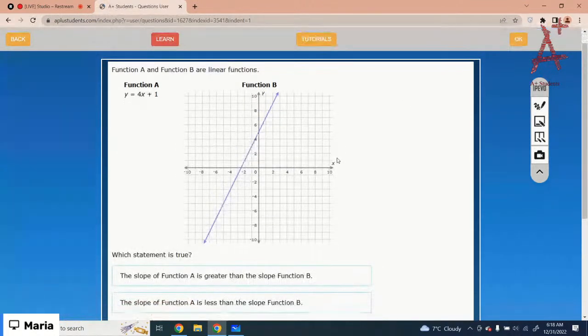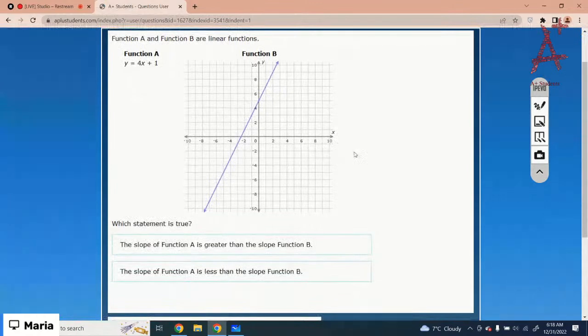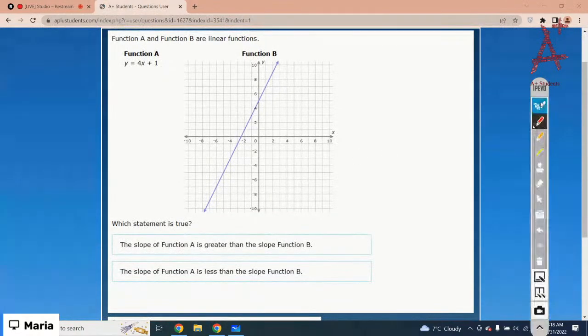Okay, function A and function B are linear functions. You are given two functions and the options. So basically, for both the equation and the graph, you have to find the slope. You have to use the same method I did for the question in the tutorial. That would be y equals mx plus b. So m equals 4. So the slope of function A is 4.